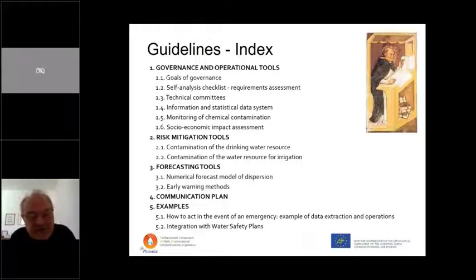That's a big problem. We also have a module on forecasting tools and early warning. That's another very important point in prevention. On one hand, there is the need for prevention, and all the systems are organized to prevent contamination. But if contamination happens, for example by an accident, we need an early warning system to be able to intervene in an emergency. And also very important, the communication plan.